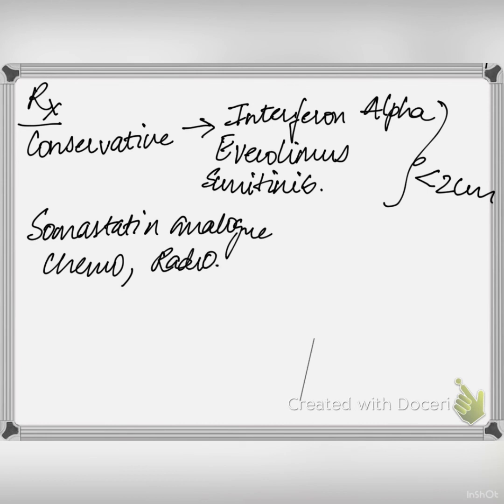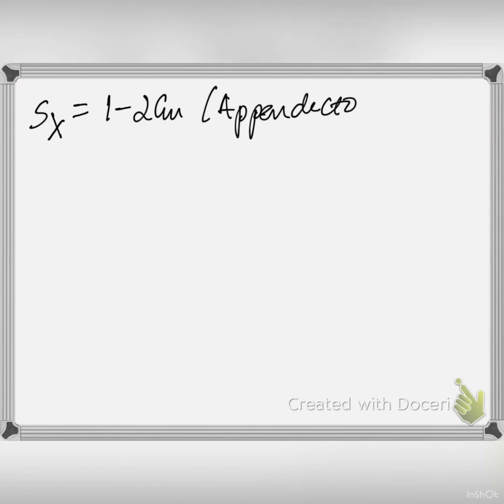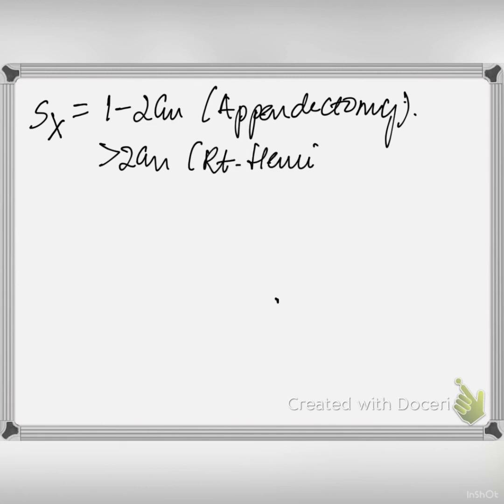But when do we actually go to surgical treatment? We go for surgery when it is not reducing with the chemotherapy. For a 1 to 2 centimeter tumor, we do appendectomy. As I told you before, the appendix is the most common site of occurrence. For more than 2 centimeters, we go for right hemicolectomy.